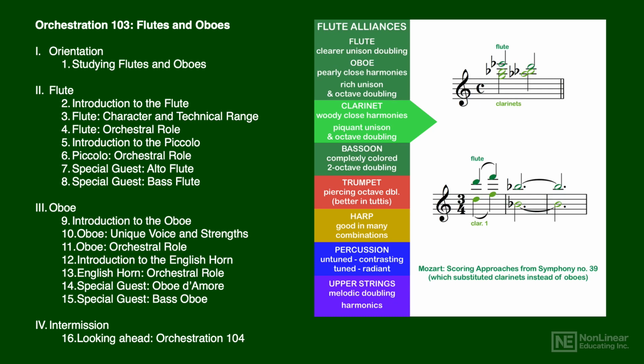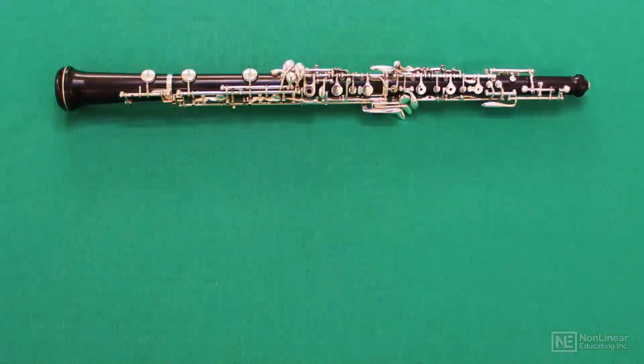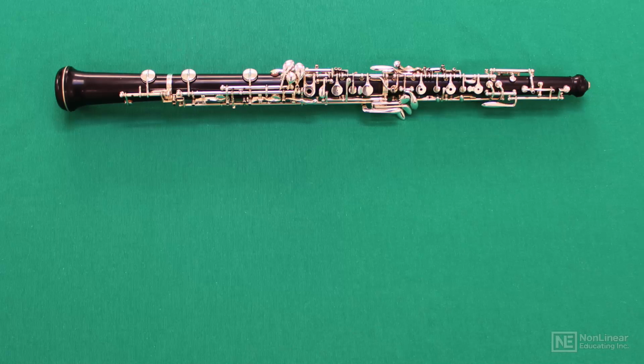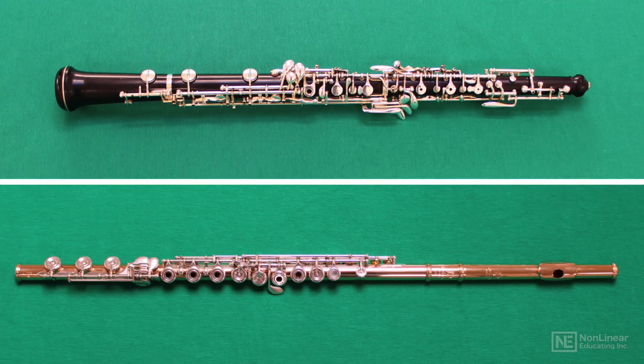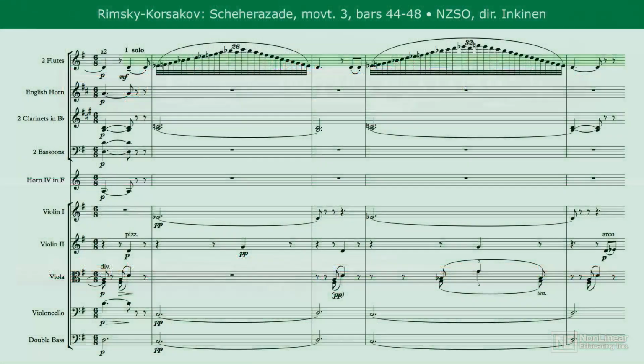Orchestration 103 kicks off our in-depth study of wind instruments with the flutes and oboes, which are sometimes called the upper winds. These instruments have key leadership roles in concert scoring and are crucial to crafting textures from the delicate to the towering. What's more, their unique qualities make them effective soloists and dependable allies with other wind instruments and orchestral sections. The oboe was the first wind instrument to become a standard member of the orchestra, while the flute is one of the most widely played instruments in the world. So a working knowledge of both wind section members is crucial to the professional orchestrator.